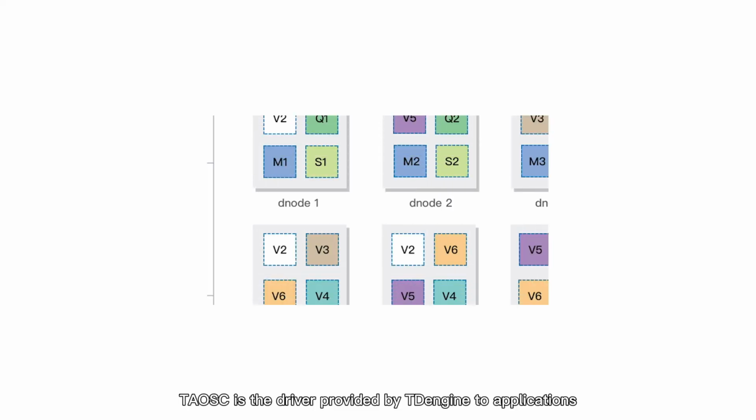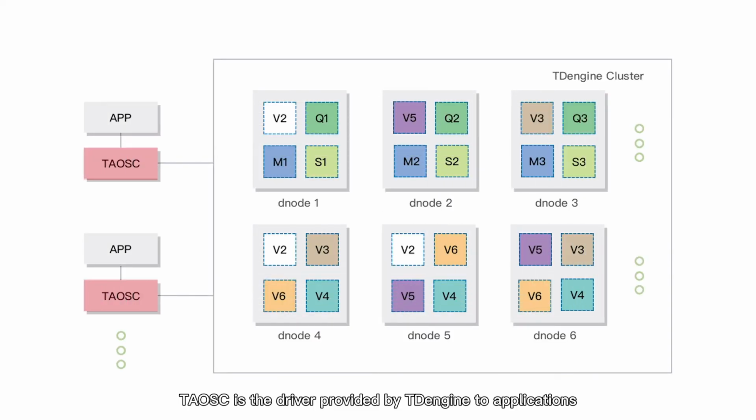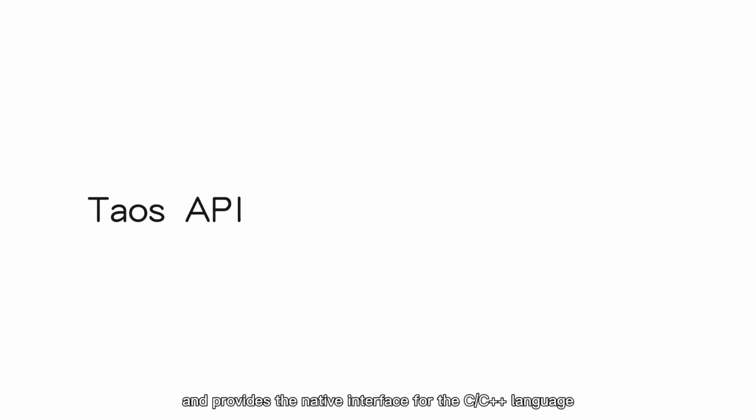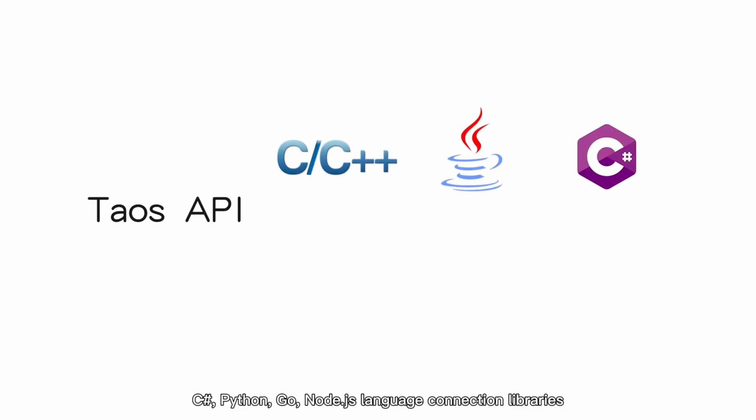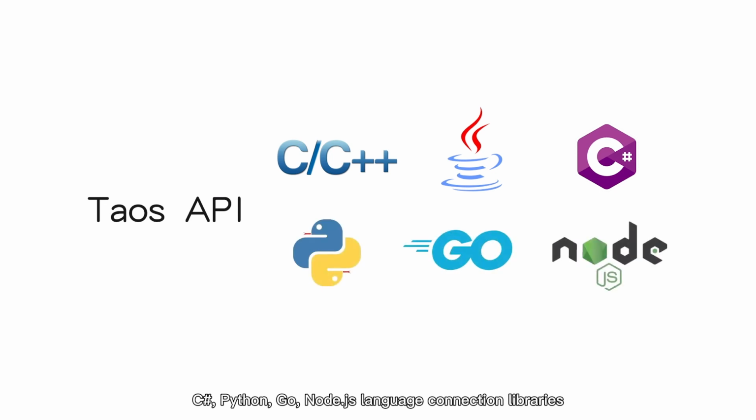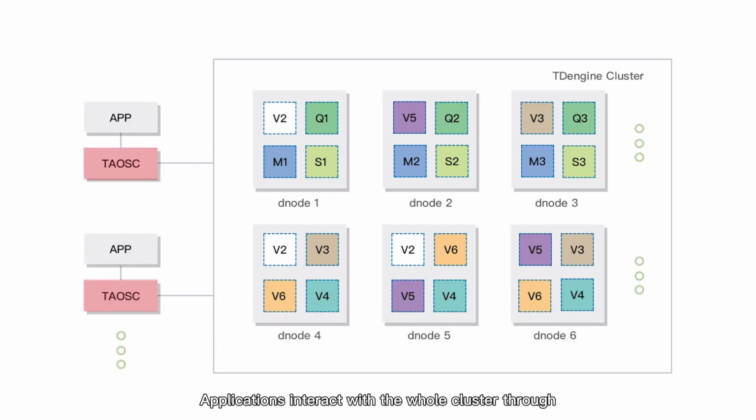TDC. TDC is the driver provided by TDengine to applications. It is responsible for dealing with the interaction between application and cluster, and provides a native interface for the C and C++ languages. It is also embedded in the JDBC, C#, Python, Go, Node.js language connection libraries. Applications interact with the whole cluster through TDC instead of directly connecting to data nodes in the cluster.